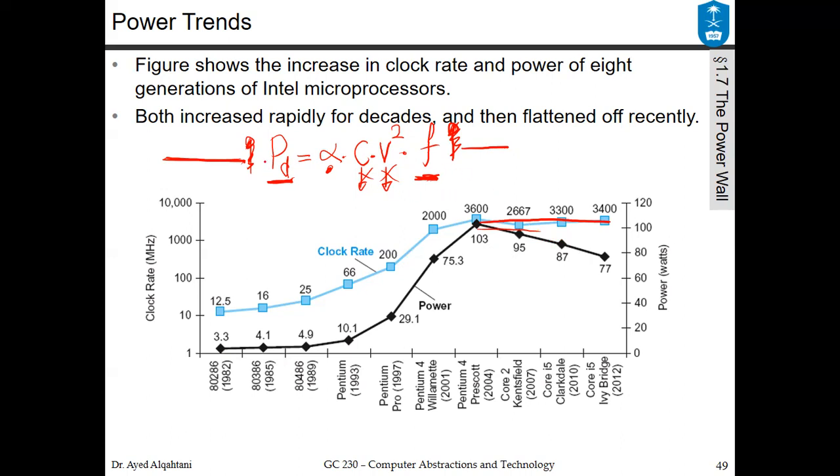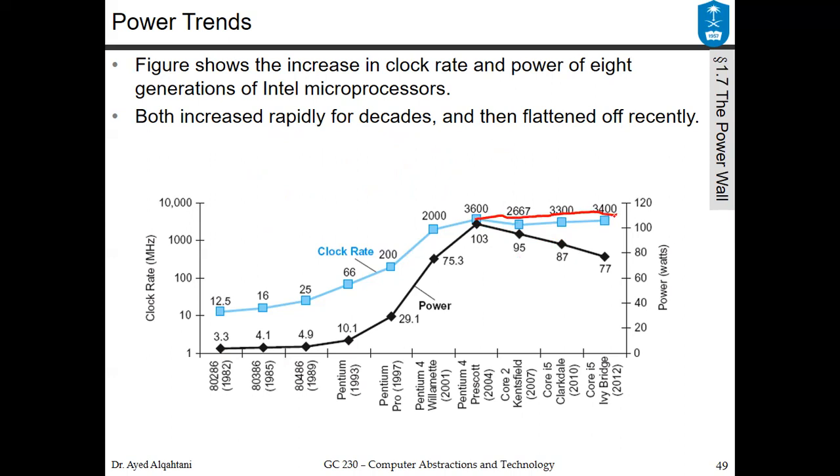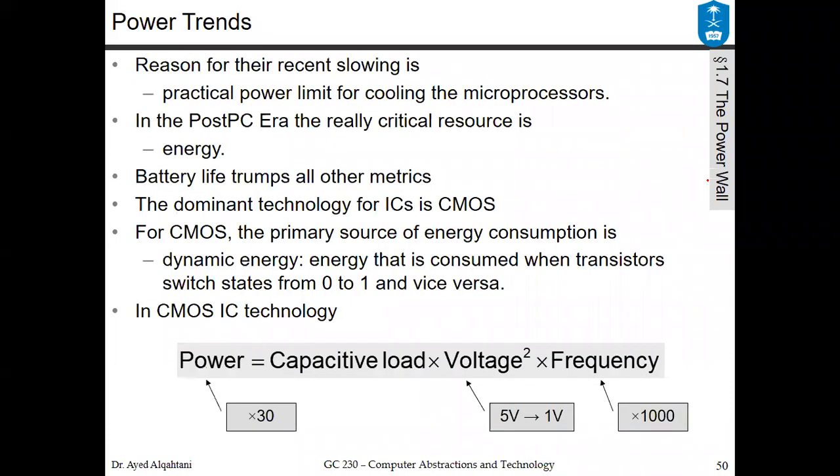This discussion is based on the power, the dynamic power. There is another component of the power consumption called the static power, but this is not the time to discuss this. We are focusing on computer architecture in this course. Anyway, we say that we cannot increase the clock frequency anymore because of the power wall. Now, a reason for the recent slowing is practical power limits for cooling the microprocessors.